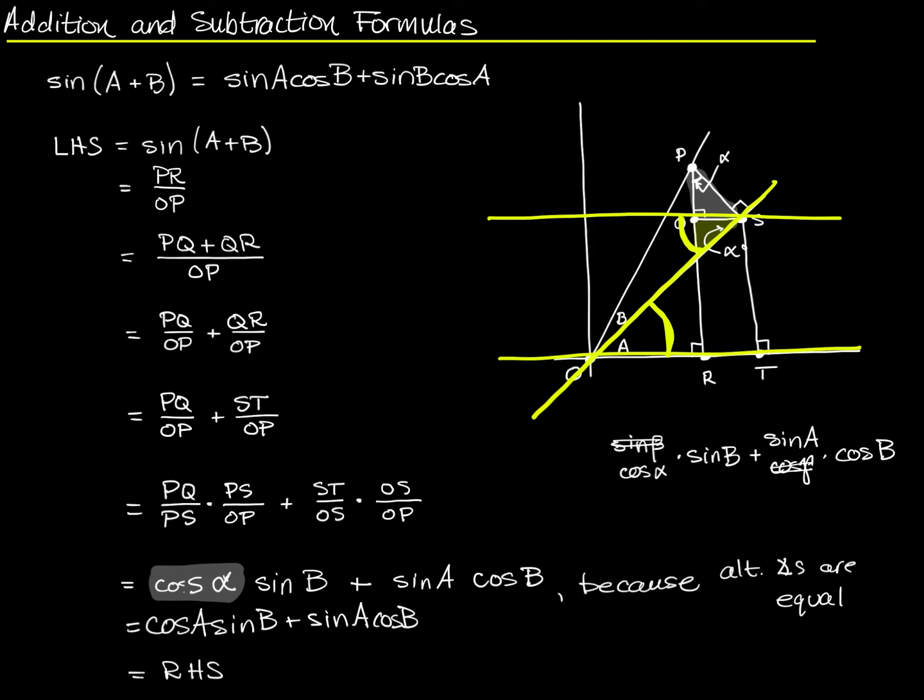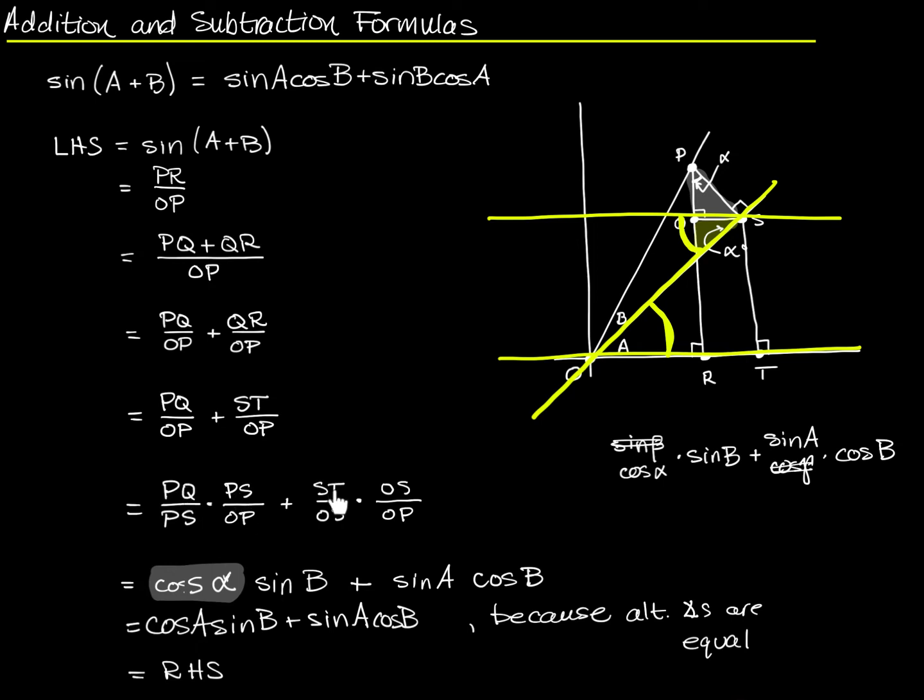This comment here might actually be better on this line, just because what I'm saying as I read this, if I were reading it aloud, I'd say that these ratios plus these ratios can be thought of as cosine alpha sine B plus sine A cosine B, and that line is equal to this line because of alternate angles, right? This is true because of this and alternate angles, right? Because alternate angles are equal.